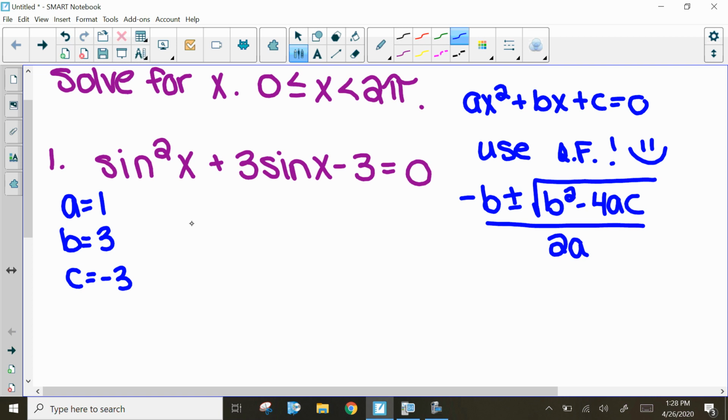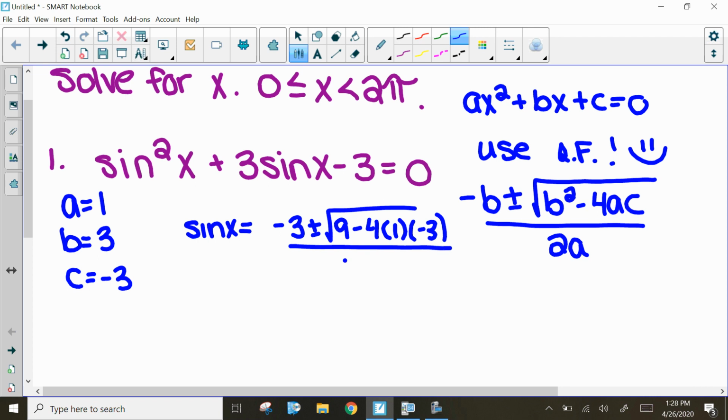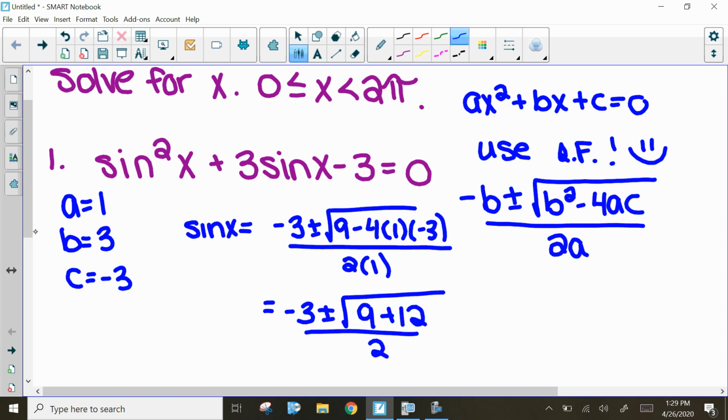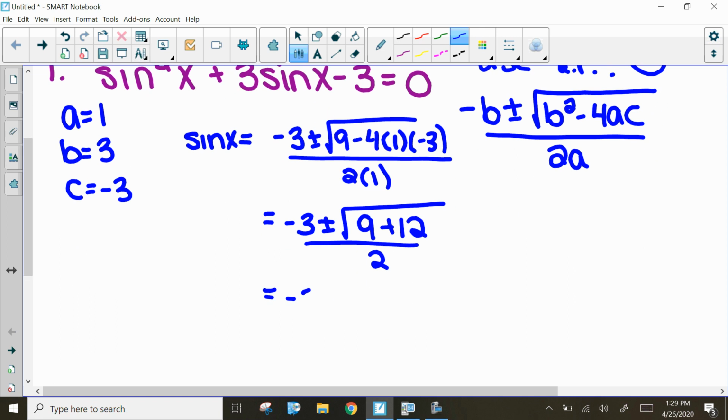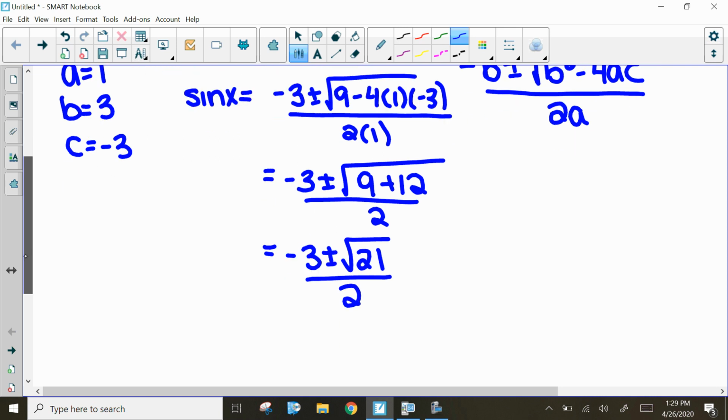So I'll start off saying sine of x is, so if I'm going to do negative b, negative 3, plus or minus square root, 3 squared is 9, minus 4 times 1 times negative 3 over 2 times 1. And I'm just going to work through and simplify this. So negative 3 plus or minus root, this becomes 9 plus 12 over 2. Negative 3 plus or minus root 21 over 2. Root 21 does not simplify, and I am allowed to use a calculator.